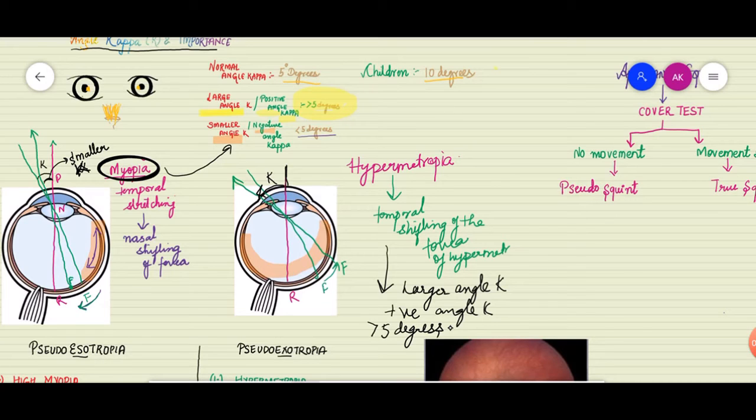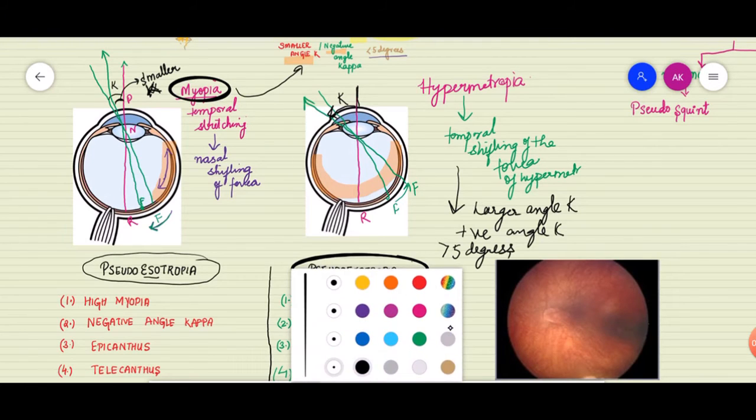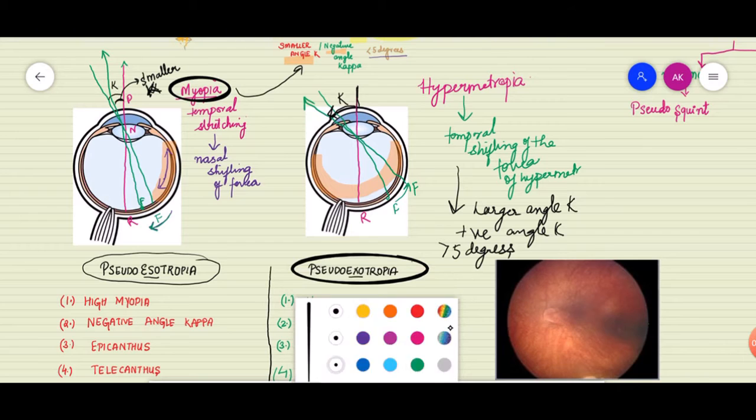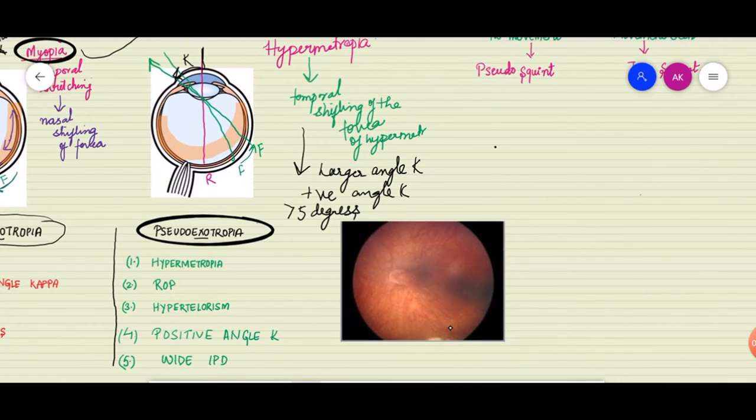Okay, next what I want you to know is the concept of pseudoexotropia and pseudoesotropia. Let me explain them to you one at a time. So what happens in a normal eye? In a normal eye, whenever we shine the light, the reflex is formed somewhat nasally based on the angle kappa, right? In the eyes which are looking straight ahead.